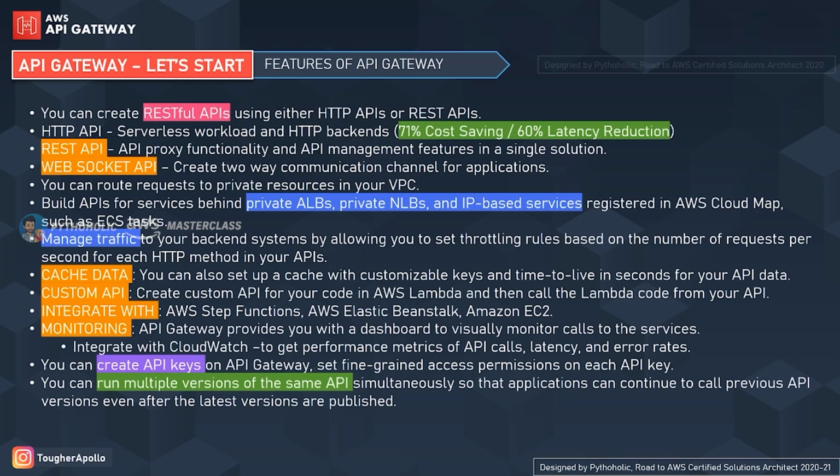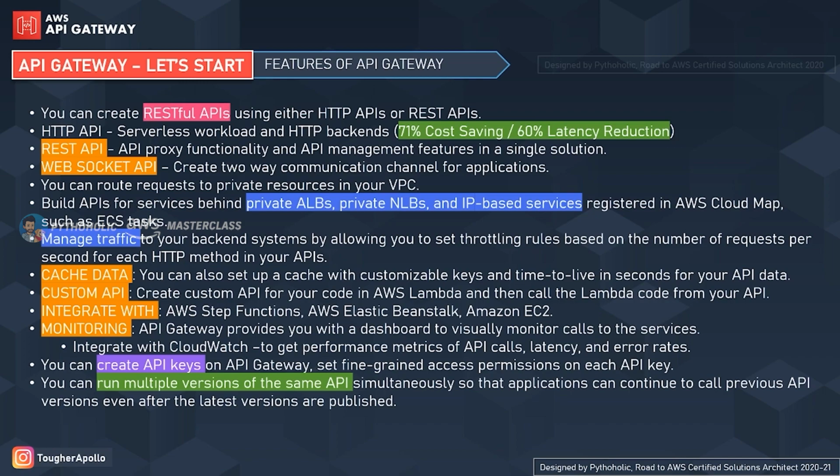And a very important feature is that you can manage traffic to your backend systems by allowing you to set a throttling rule based on the number of requests per second for each HTTP method in your API. Okay, so with that, you can use it as a load balancer as well, but for your API requests only. Okay, and you can also set up a cache with customizable keys and time to live in seconds for your API data, as we have already discussed before.